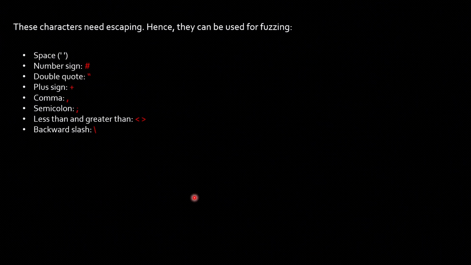After that, first is the fuzzing phase, which is called the identification phase. For fuzzing, to check whether the application is using LDAP or not, we can try these characters in the input field. We can try space, hash, double quote, plus, comma, semicolon, greater than, less than, backward slash, ampersand, opening bracket, and closing bracket. These are the special characters we can try for fuzzing to identify whether the application is using LDAP or not.